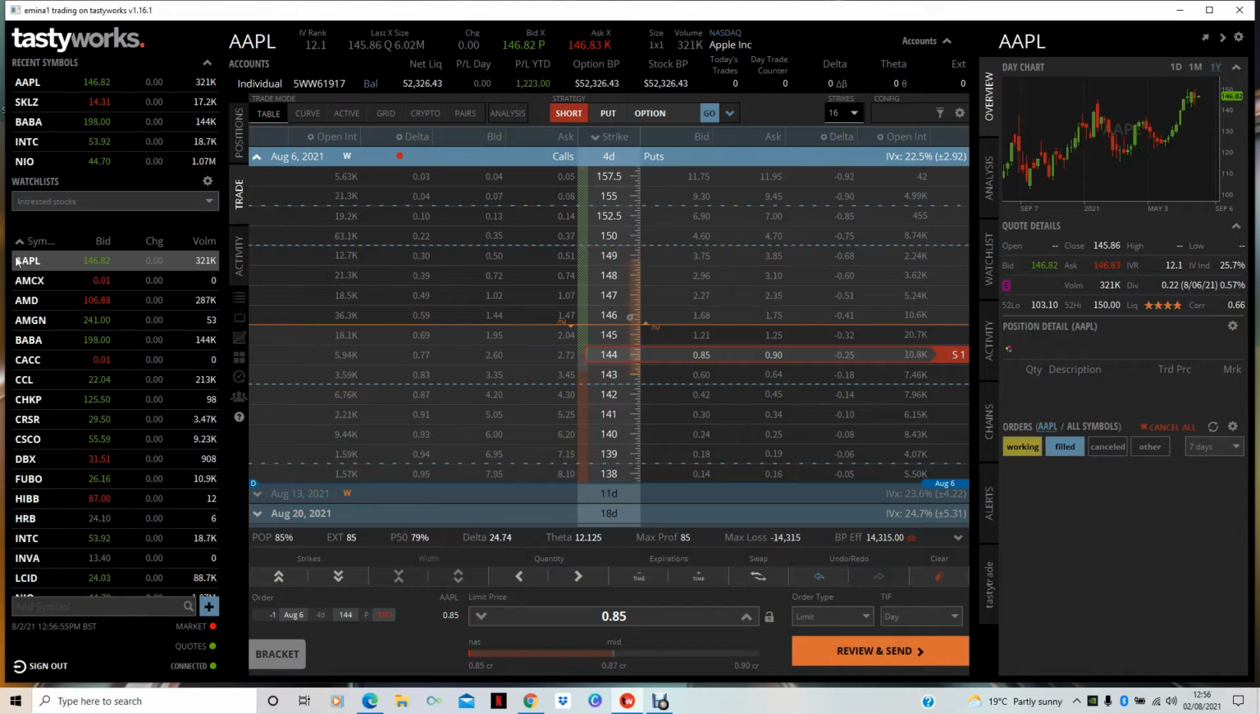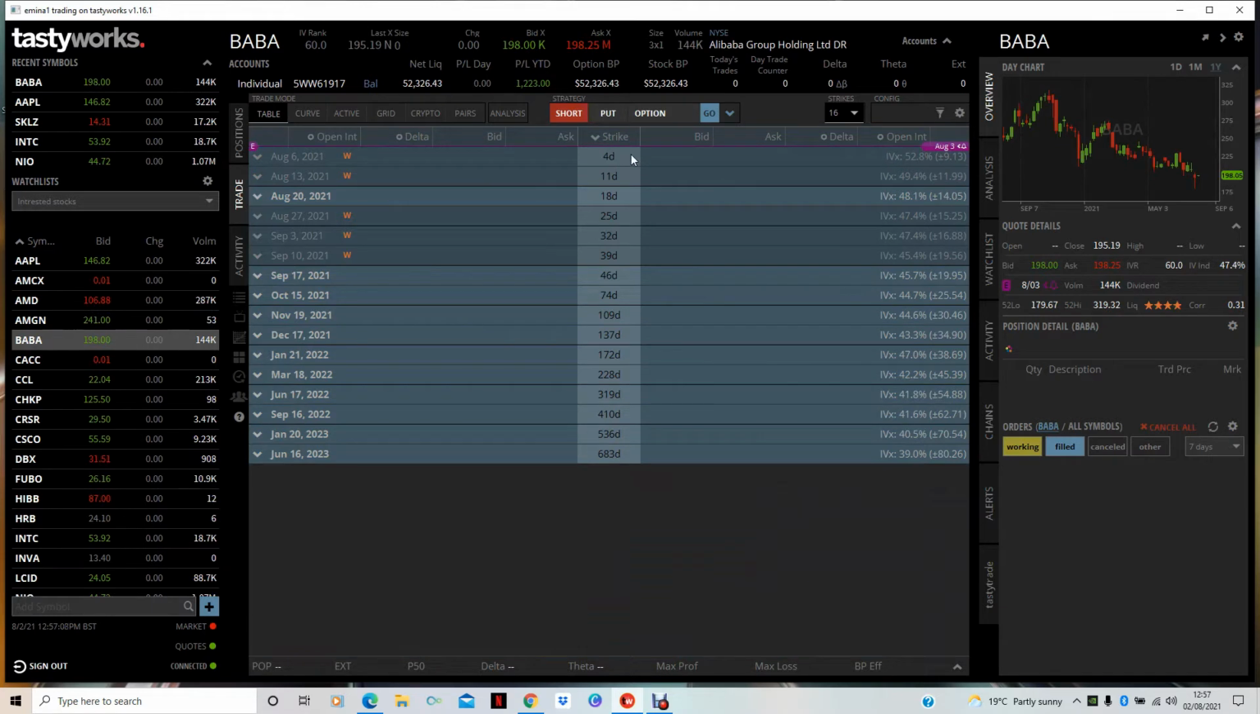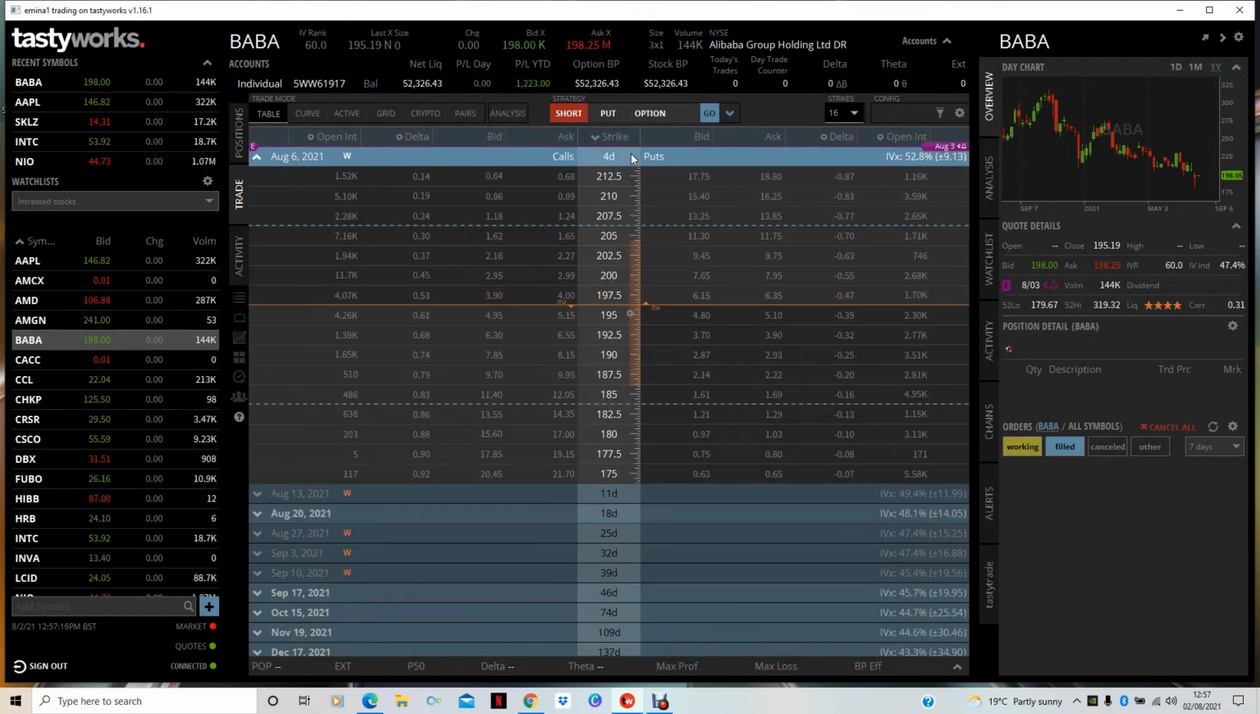So I've got a list of companies here that I have on my radar that I would like to trade. And a trade that I'm actually going to do this week, let me just clear this here, is Alibaba. Now, the more volatile the stock, the higher the premiums, obviously because there's more risk. So if I open the 4-day option for Alibaba, which is trading at $195, see the line going right through $195.